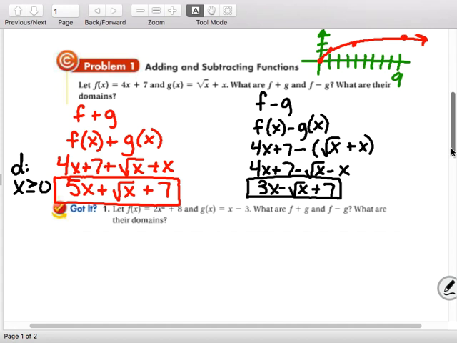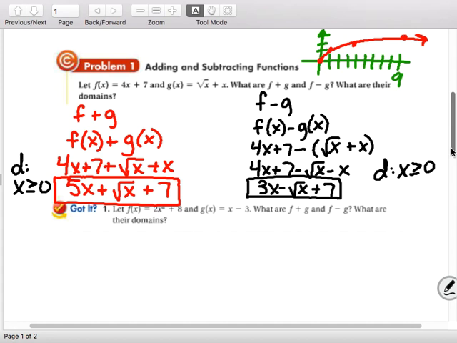Now, domain. Domain are the possible values I can plug in for x. I have a square root again. We don't need to do the work twice. We know the square root is going to be x greater than or equal to 0. When the radicand changes, that's what's under the radical, you're just going to take the radicand greater than or equal to 0.